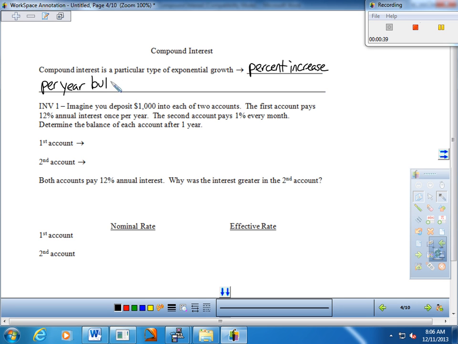But here's where it diverges a little bit, so just kind of underline that piece if you would. That percent increase is going to be broken down into smaller increments. And I'll show you what that means as we go through a few investigations today. All right, so get that piece in if you would.